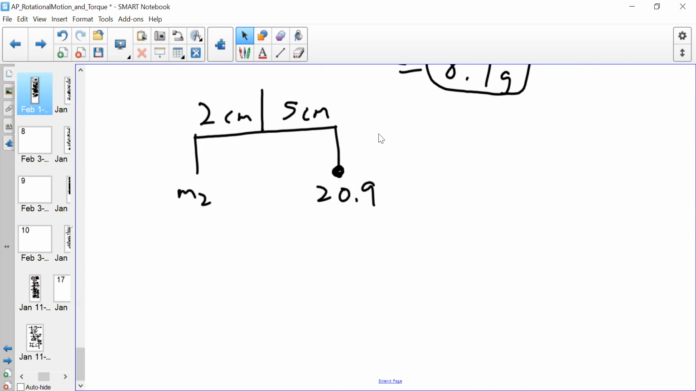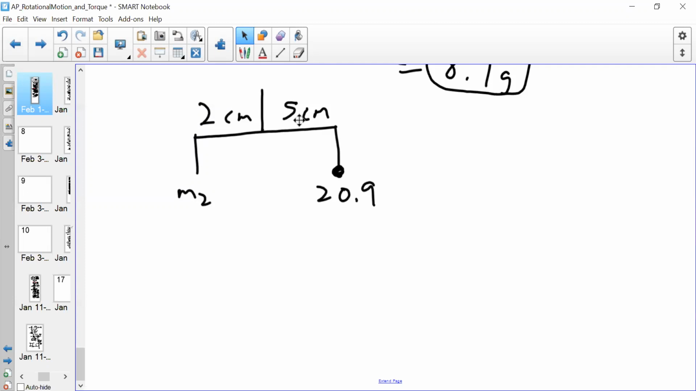I can change it, I can have it anywhere. So I put it here, 1 centimeter versus 6, whatever. You're still going to have the same issue. M2 is still going to be the same thing in order to have balance. You're just changing your perspective, your origin, your axis of rotation.